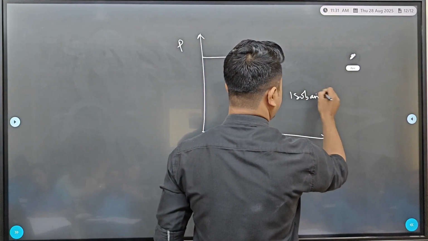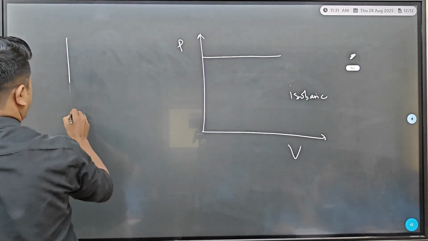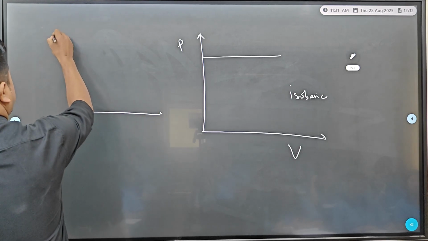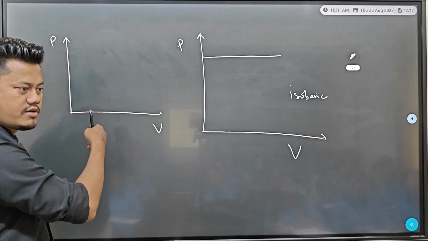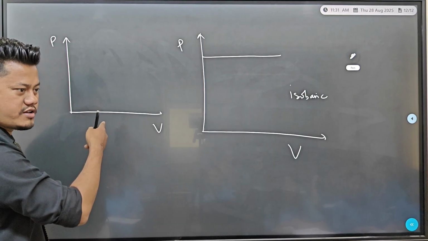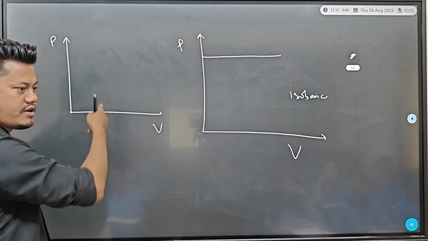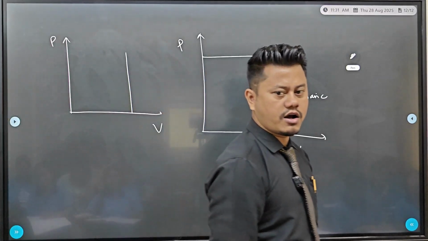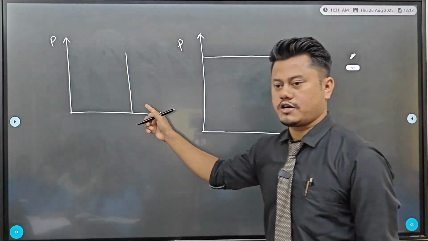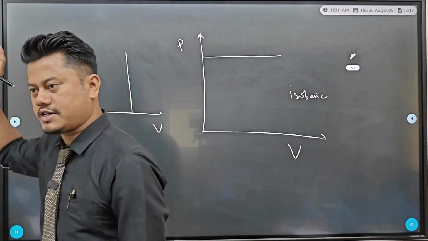I hope you understood. The same concept applies to isochoric. This is P and this is V. Where should the graph be? Volume should remain constant. It should be a straight line, but along the pressure direction. Volume will remain constant here, no matter how much the pressure is changing.